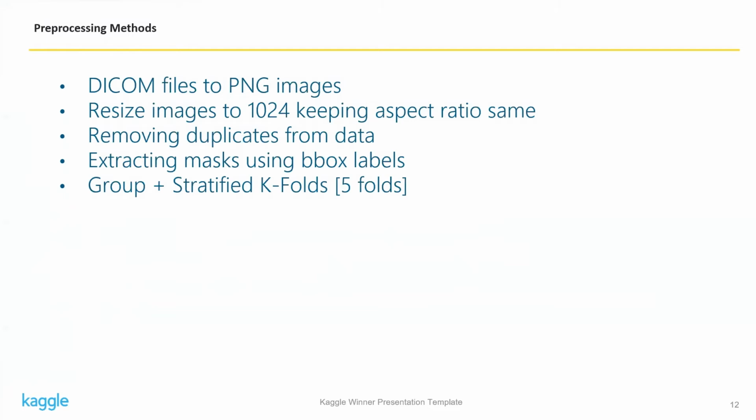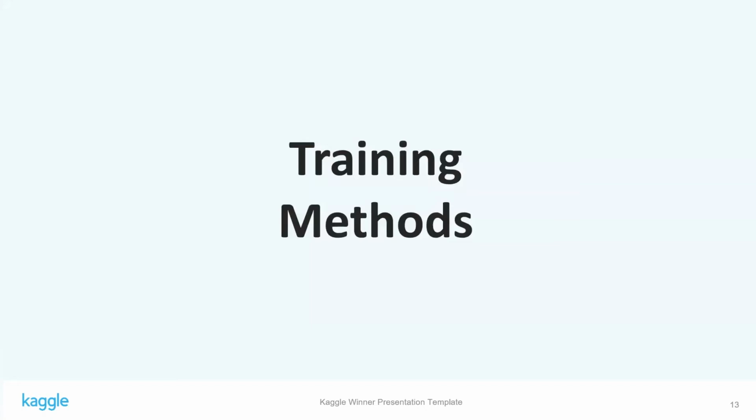The preprocessing method which we used in the competition was converting DICOM files to PNG images and then resizing them to 1024, keeping the aspect ratio the same. We also removed duplicates from the data as discussed in the forum. We extracted masks using the box labels, which were provided in the competition data. And we did stratified k-fold and group stratified k-fold to use in the further training.